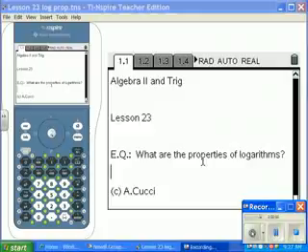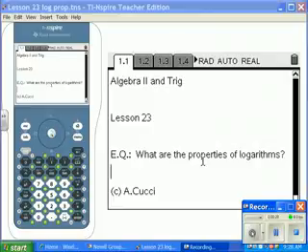Going to be talking about, last class we talked about how to change from exponential into logarithmic form and vice versa, right? So we said that the inverse of an exponential was what? What's the inverse of an exponential? A logarithm. The inverse of an exponential is a logarithm. What's the inverse of a logarithm? An exponential. Okay, so that's what we did last class.